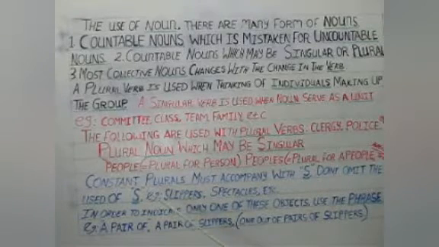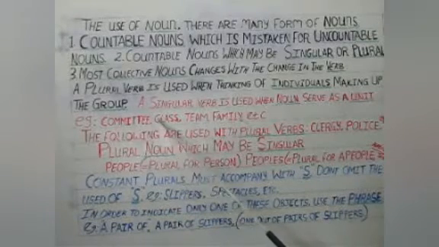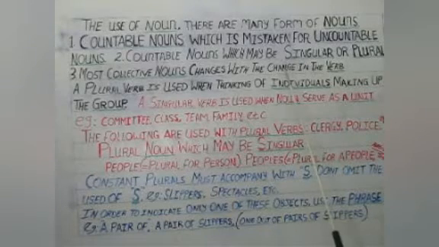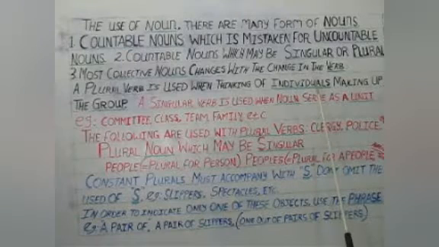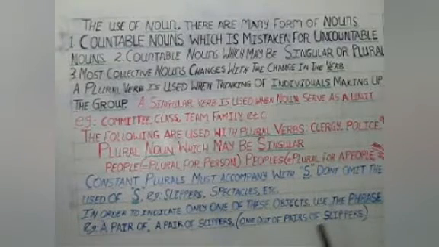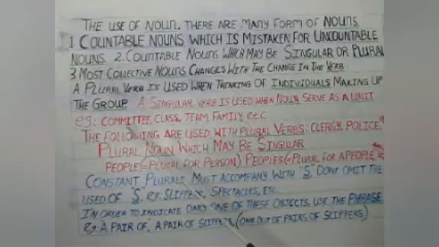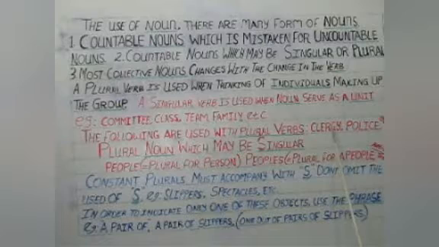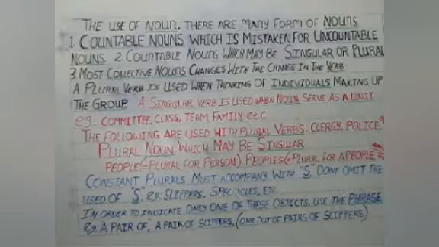For example, words like committee, class, team, family, etc. are used as a noun when the noun serves as a unit. The following are used with plural verbs. Words like clergy, police, etc. are used with plural verbs.